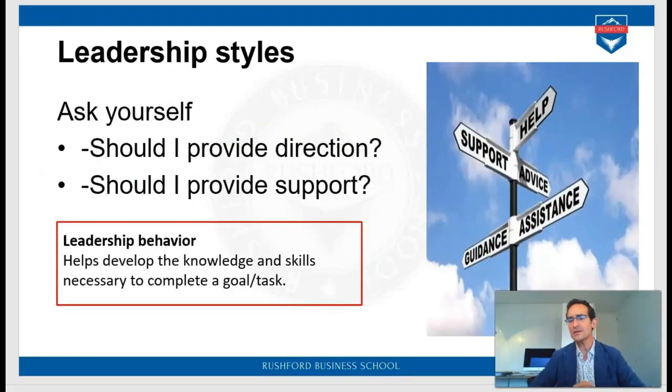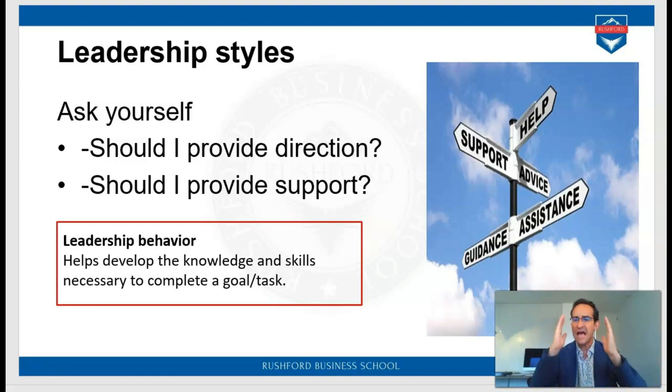So when we are talking about leadership styles, it is important to start off with a question. We have said numerous times during these lectures the importance of self-awareness. Okay? Everything starts with yourself. Do not expect anything from the collaborators, from other people, unless you start off first with yourself. That's a very important thing. So when you are leading an organization, you have to take a step back and ask yourself, should I provide direction or should I provide support? And that's very linked to the way you understand leadership.